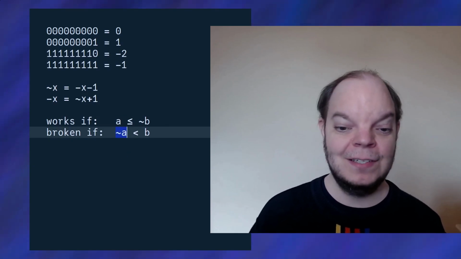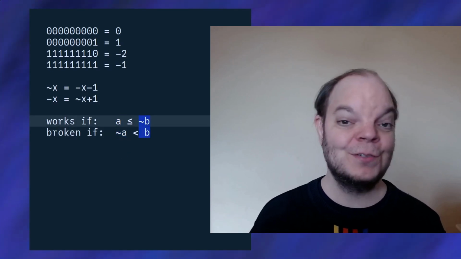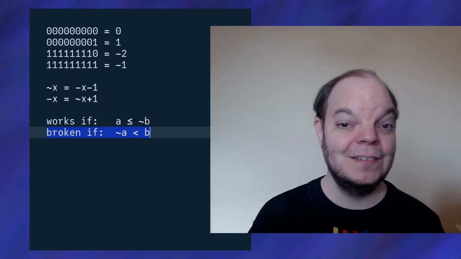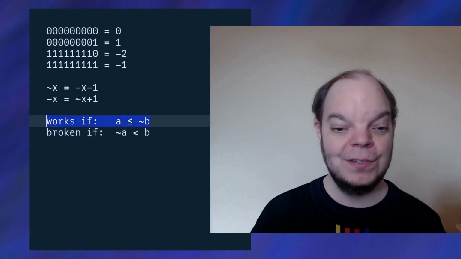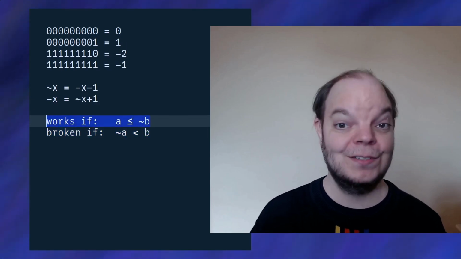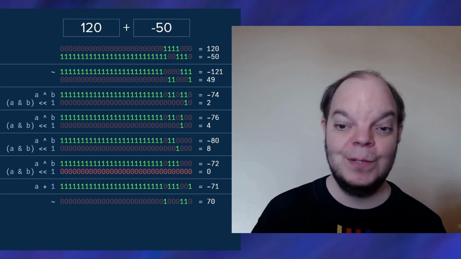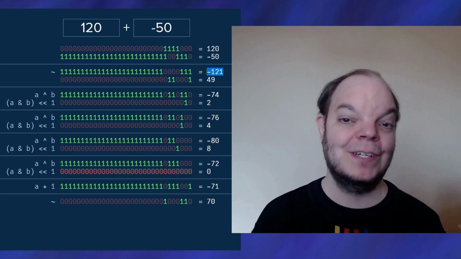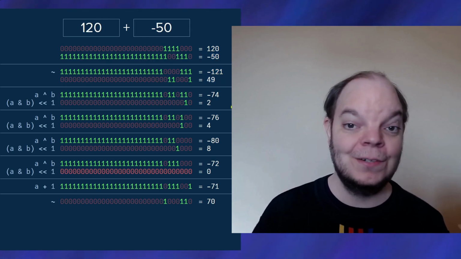We see that the left side has a and not a, and the right side has b and not b. So that means that if we are in the broken case, we can actually just use bitwise not on both of the numbers, and we get a case that works. Now if we look at our visualization again, you can see that if I start by bitwise negating both of the inputs, so 120 becomes negative 121, negative 50 becomes 49, now the addition algorithm will work.